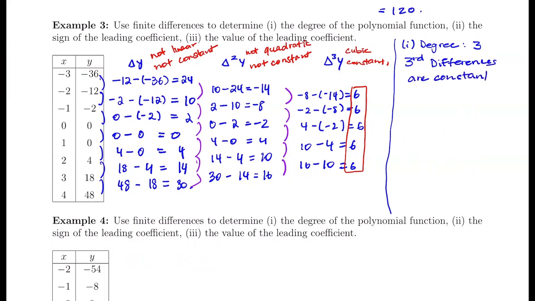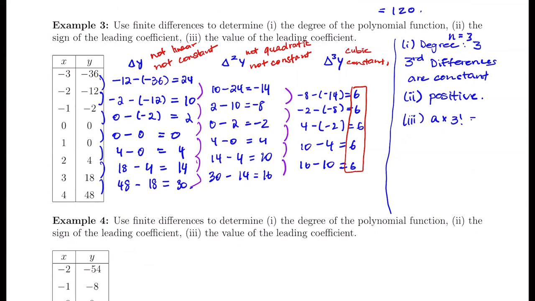And since the constant that we're given, 6, is a positive number, we know that the sign of the leading coefficient is going to be positive. Then to calculate the value of the leading coefficient, we have to find the value of a. So all we do is multiply a times n factorial. In this case, n would equal 3, so we have to calculate 3 factorial.